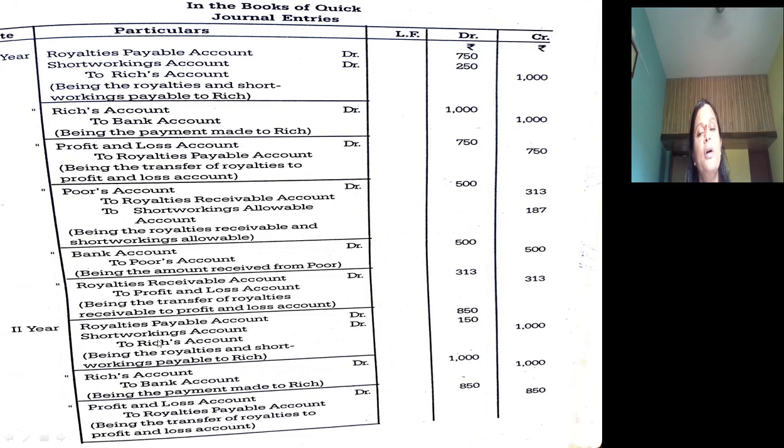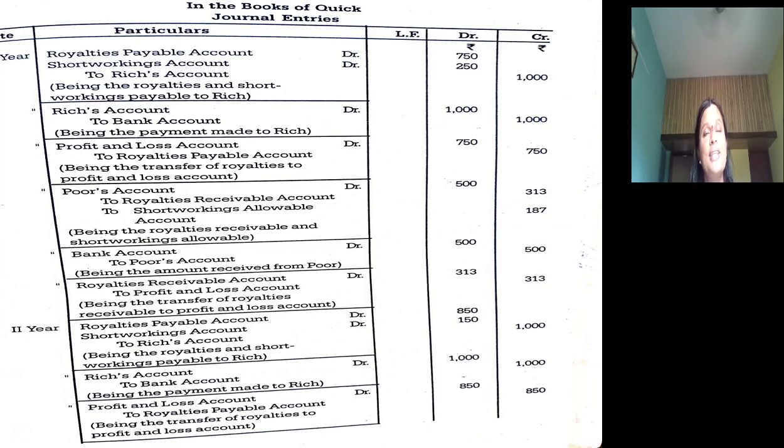In the second year, in the books of Quick being main lessee, we have to pass the due entry. It is the same as the first year because the situation is the same. The second situation: the journal entry is royalty payable account debit, short working account debit, to lessor account. So 850 and 150, totally 1000. The lessor should be paid. The journal entry is Rich account debit to bank or cash account 1000. Royalty payable account should be closed by transferring it to profit and loss account.